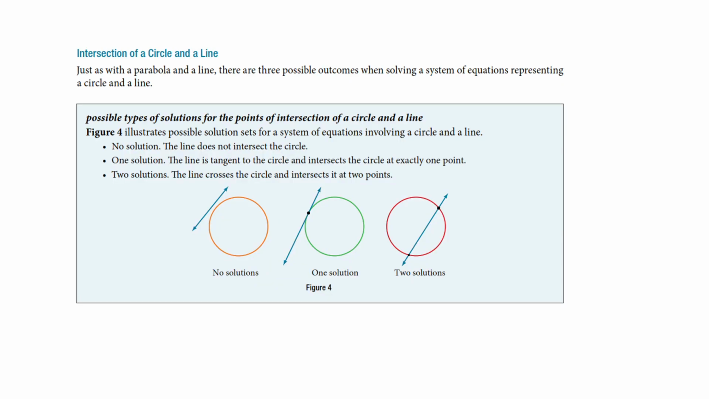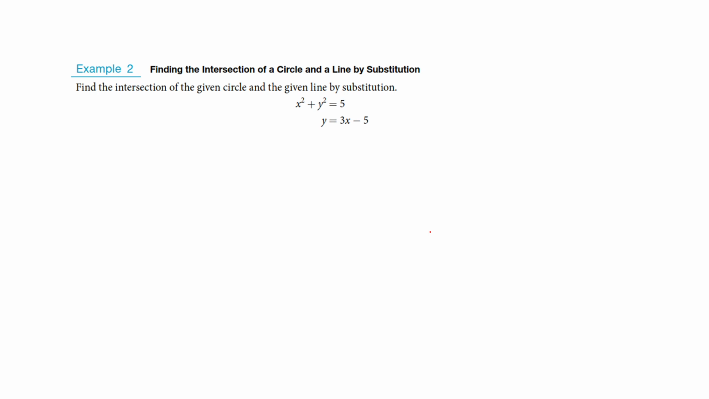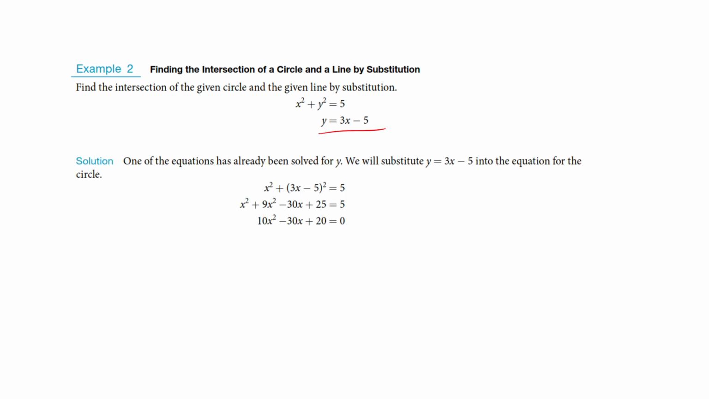Okay, so that was a parabola and a line. How about a circle and a line? Well, if you see here, here's all our possibilities. Again, perhaps the line never touches the circle. Perhaps it hits in one spot, or perhaps it crosses in two different locations. So we're going to do the same ideas that we had here. We've got x squared plus y squared is 5, and I've got this set up perfectly for substitution. So let's go ahead and put it in.